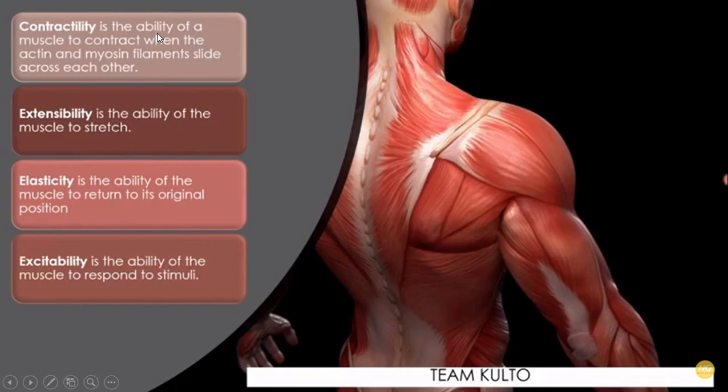So of course, number one, we have the contractility. Now, this is the ability of the muscle to contract when the actin and the myosin filaments slide across each other. Now, a contraction is a reduction in the size of the muscle fibers. A muscle must have extensibility. It is the next characteristic of the muscle system. It is needed for movement to occur.